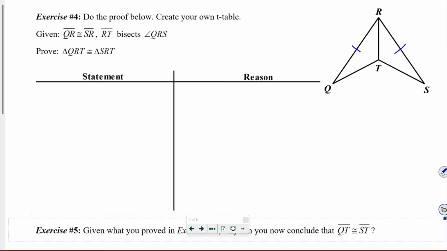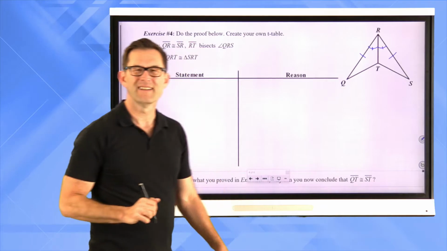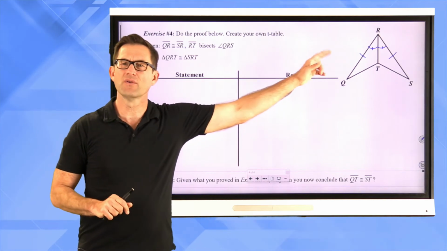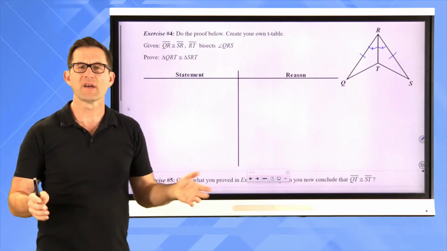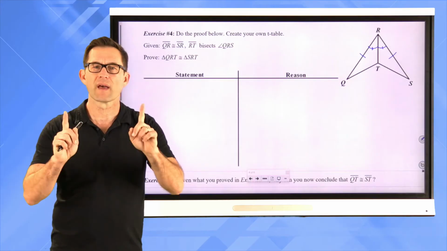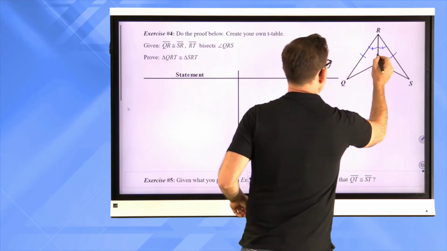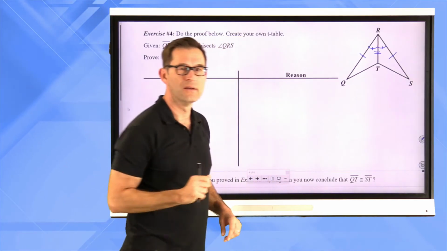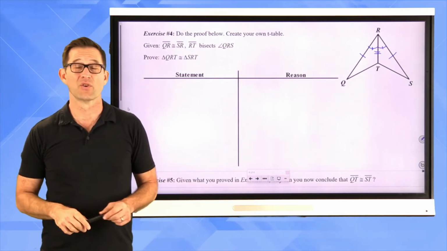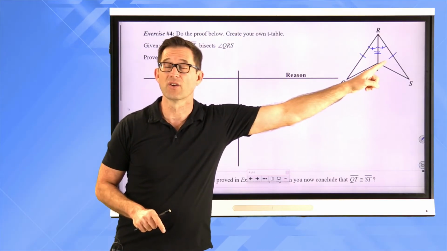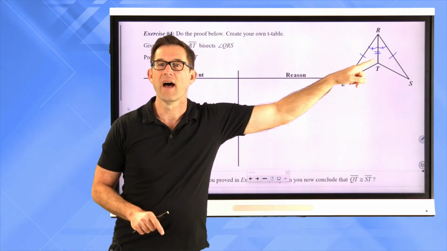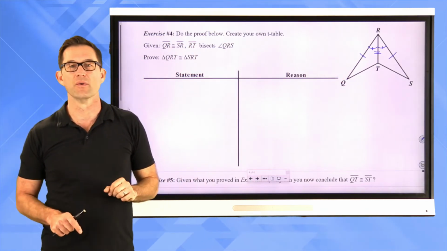Now I know that RT bisects angle QRS. That means that this angle and this angle are equal. All right, so I've got a side congruent to a side and an angle congruent to an angle. Where's my other side pair going to come from? It's going to come from the fact that they share side RT. So clearly that side is congruent to itself. And that's all we'll need. A side congruent to a side congruent to a side, it just happens to be a shared side, and then an angle in between those pairs of congruent sides.